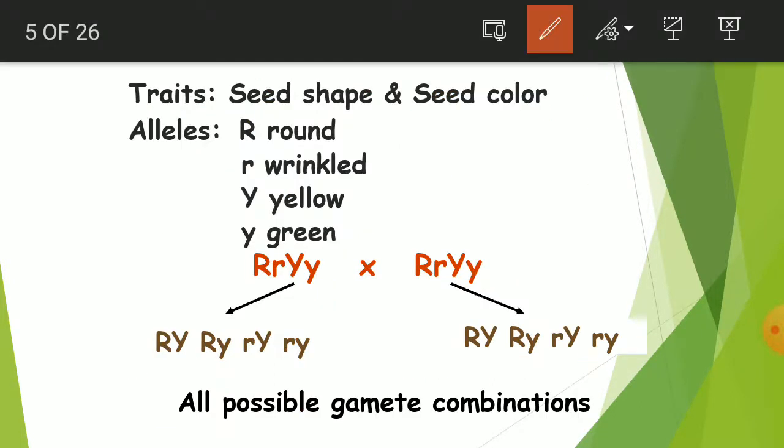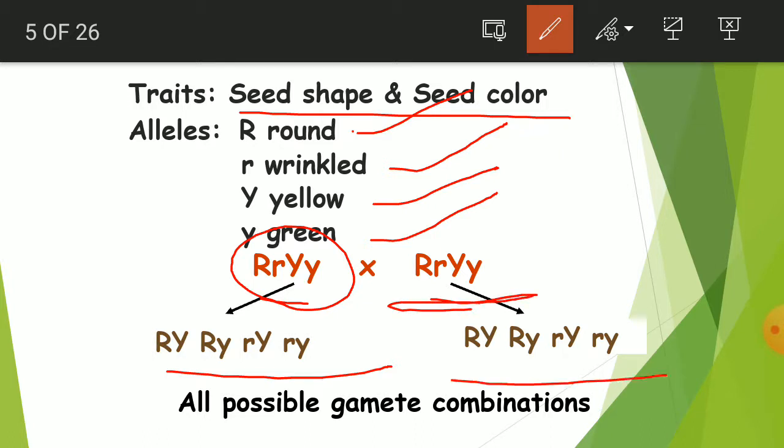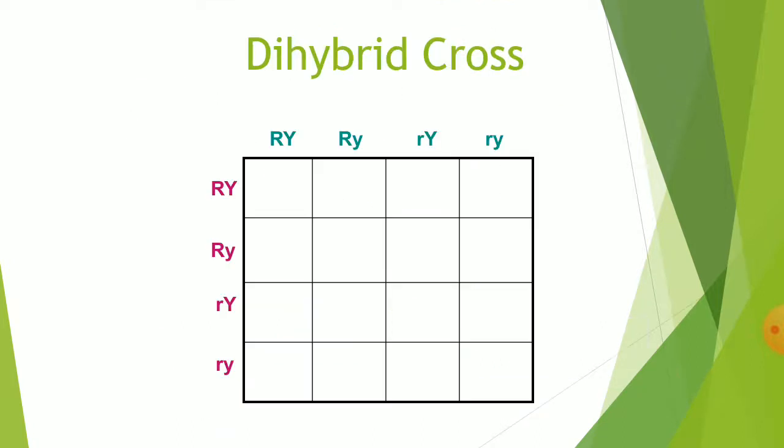Dihybrid cross. In a dihybrid cross, we use two different characters like seed shape and seed color. There are four different alleles: capital R shows round seeds, small r shows wrinkled seeds, capital Y means yellow color, and small y means green color. If we cross these heterozygotes, then four different combinations of gametes are produced. Similarly, the female parent also produces four different types of gametes.